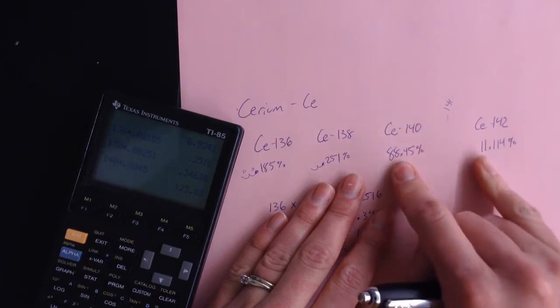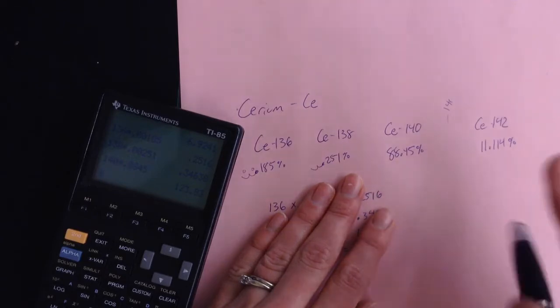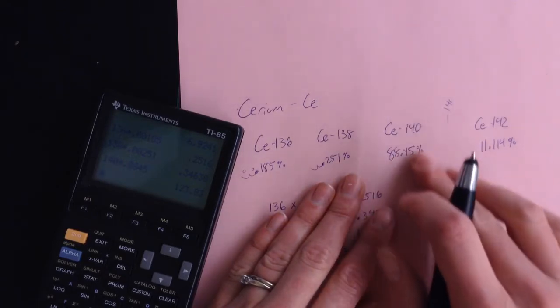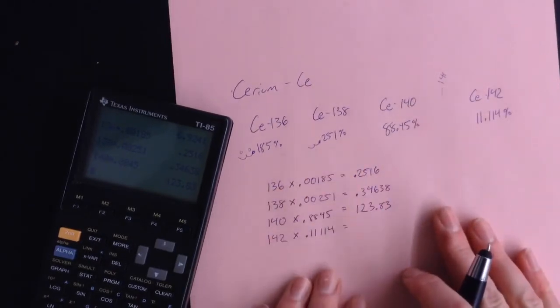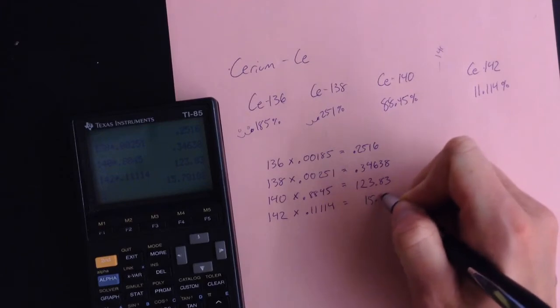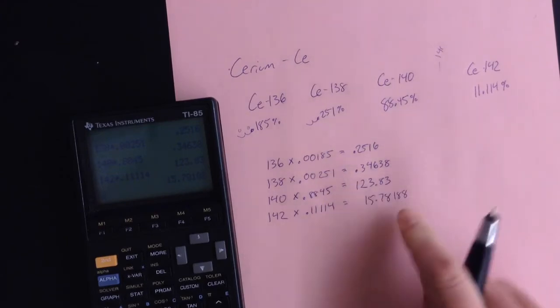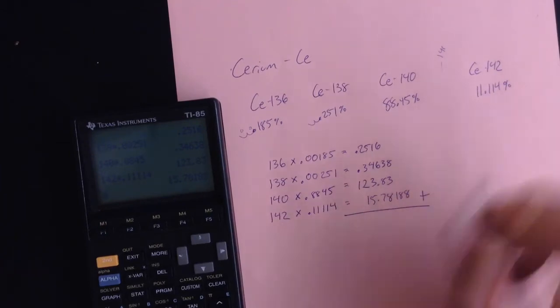Now the ratio of these 2 numbers would tell you if it's going to be closer to 140 or 141. But you know, that's kind of a difficult thing to think about. But as long as you have an idea of what the answer should be, then you can check your answer a little bit better. So 142 times 0.11114 is 15.78188. And I always keep all the numbers my calculator spits out until the end. And I'm going to add those up.